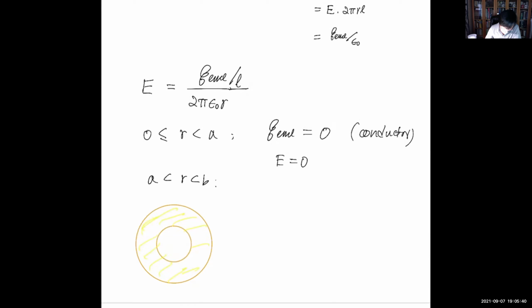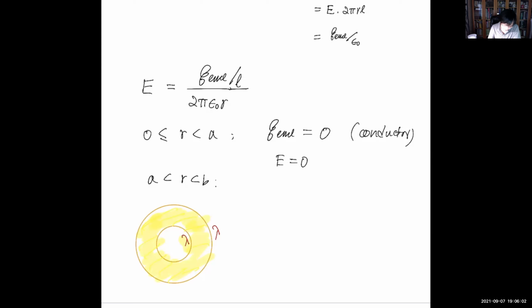Here this is lambda, and that's also lambda. But in the middle, in this yellow part, it's empty space. What is the electric field in this empty space? That's what I want to know.